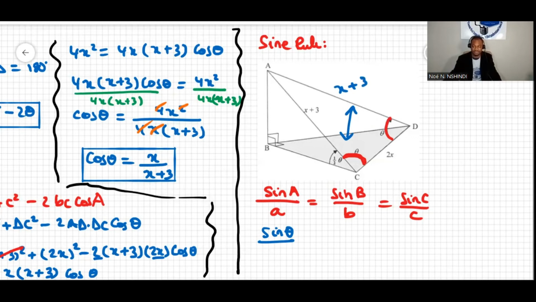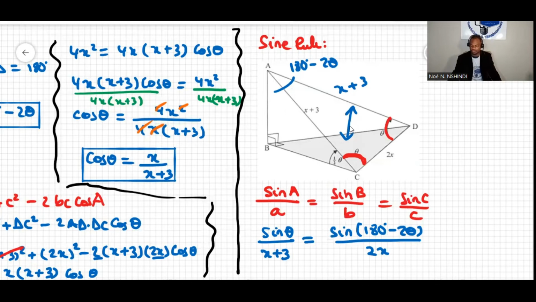So we can now say sine of theta over x plus 3 will be equal to, over here also, if I do this side, this angle, I am going to get also sine theta over x plus 3, but I don't want to do that because it's the same value. So I am going to take this other angle we worked out previously. This angle is 180 degrees minus 2 theta. So this is equal to sine of 180 degrees minus 2 theta over 2x.